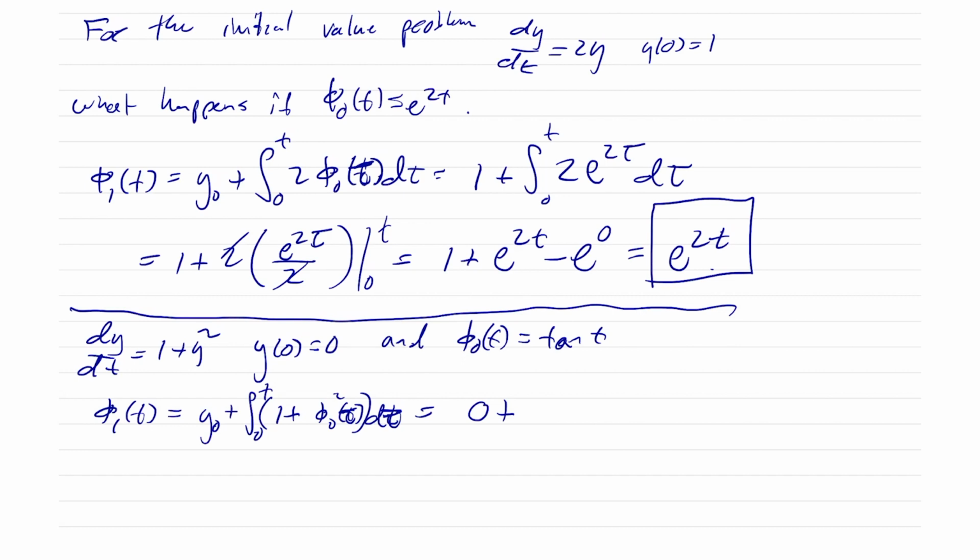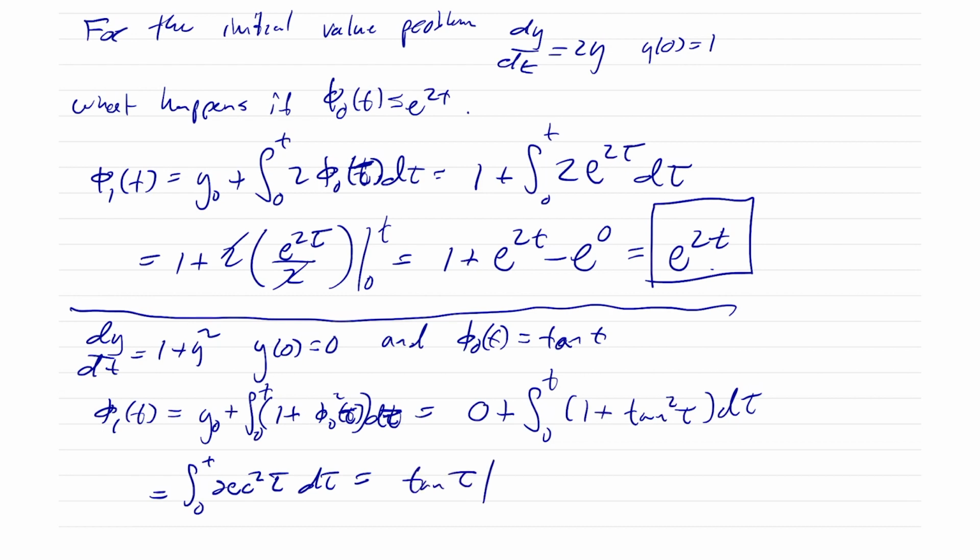So this would then be equal to 0 plus the integral from 0 to t of 1 plus tangent squared of tau d tau. And then you ask, how do I integrate this? Well, you use the Pythagorean identity, right? So this is just secant squared of tau d tau. And so then this gives me tangent of tau evaluated at 0 and t. And so this is tangent of t minus tangent of 0, but tangent of 0 is 0. So again, tangent of t is actually a solution to this differential equation, so it pops out itself.